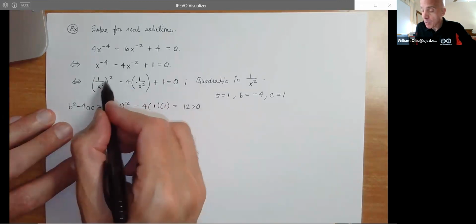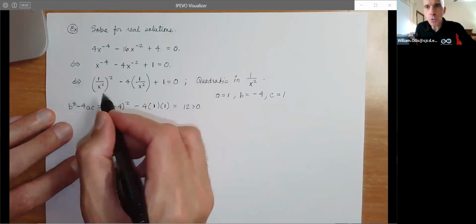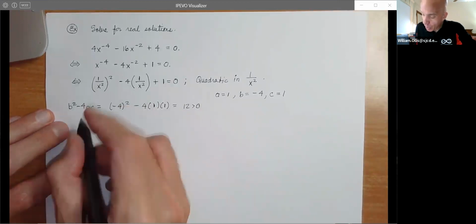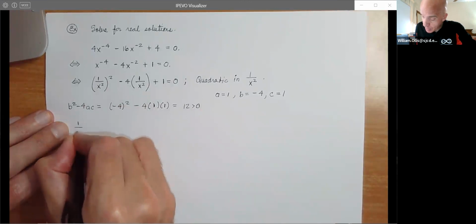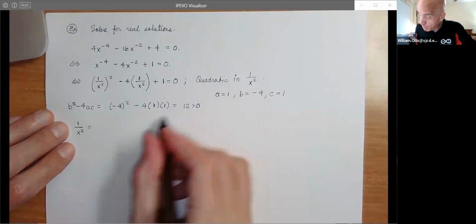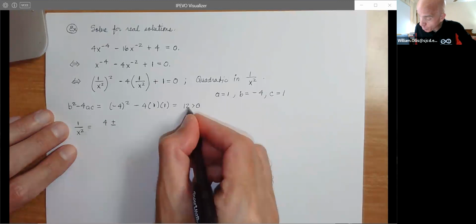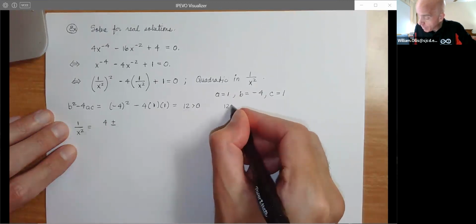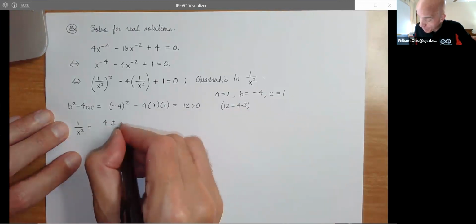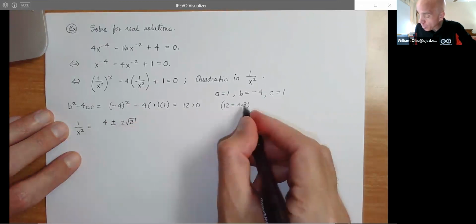So at least for the first part, we have distinct real solutions. But notice here, we got this fourth power going on. So really, we're expecting intuitively that we're going to get 4 solutions. So now we're good to go. So now instead of x, we have 1 over x squared equals the opposite of b, which is 4, plus or minus. And now we can take the square root of 12. Just remember that 12 equals 4 times 3. So now we can consolidate. This will be 2 times the square root of 3. Again, the square root of 4 is 2.